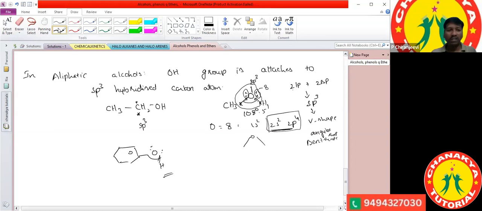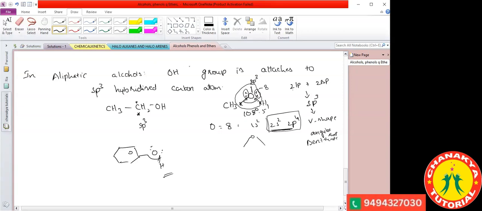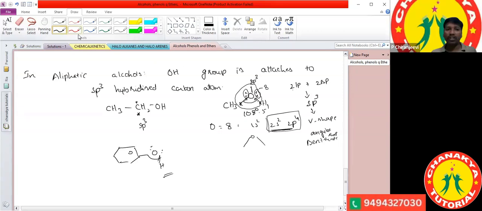Yesterday we were discussing the structure of alcohols and phenols. In this one, we discuss the structure of alcohols. First of all, to discuss the structure of alcohols, we have to know the hybridization of the oxygen atom. So what is the hybridization of the oxygen in alcohols and phenols? SP3, sir. sp3 hybridization. Okay.